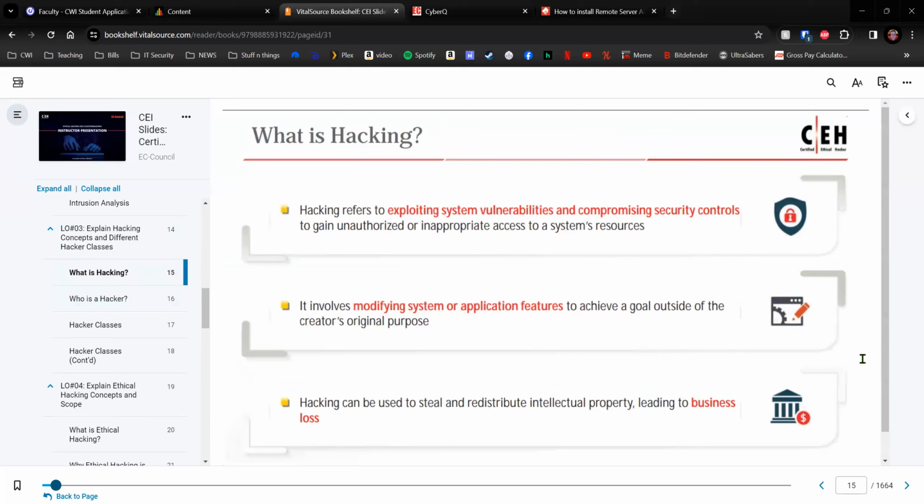So hacking refers to exploiting system vulnerabilities and compromising security controls to gain unauthorized or inappropriate access to a system's resource. It involves modifying system or application features to achieve a goal outside of the creator's original purpose. Hacking can be used to steal and redistribute intellectual property, leading to business loss.